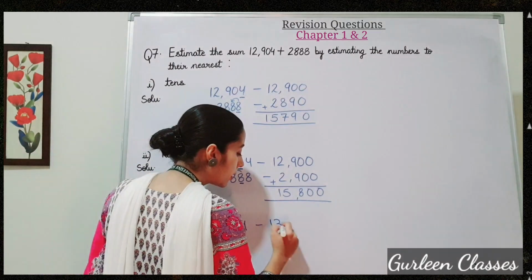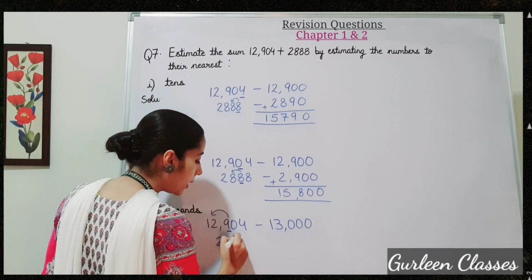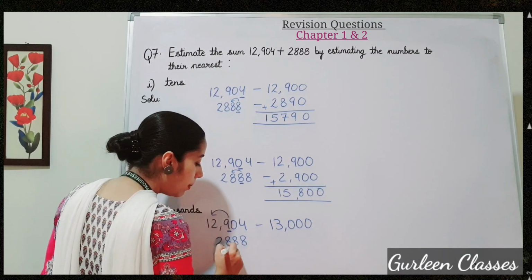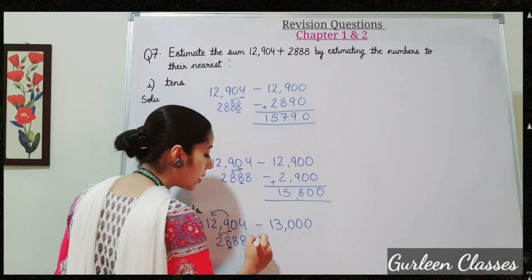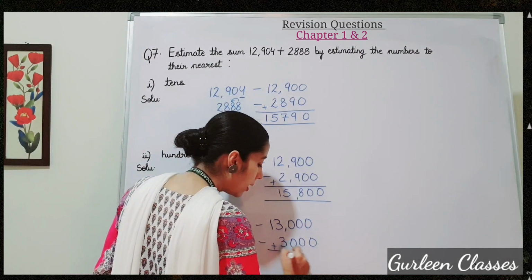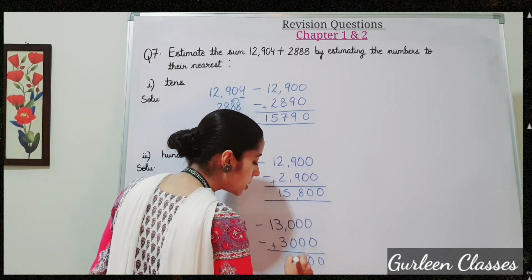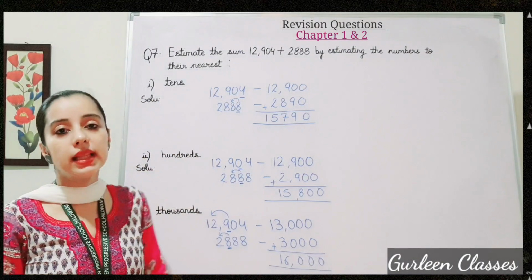It will be 13,000. Then 2,888. The hundreds place number is more than 5, so the thousands place will be plus 1. So it will be 3,000. Now add. The answer is 16,000.